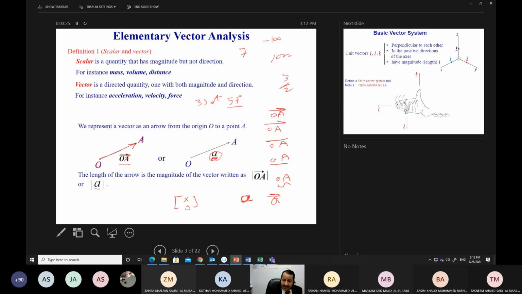Each vector has a magnitude, which is the length. I mean, the length of this arrow, you see this arrow? How many, for example, millimeters or centimeters, whatever it is, is represented by the magnitude in this way. You see these lines, |OA|? It means the magnitude of OA. The absolute value here means the magnitude of OA. Okay.